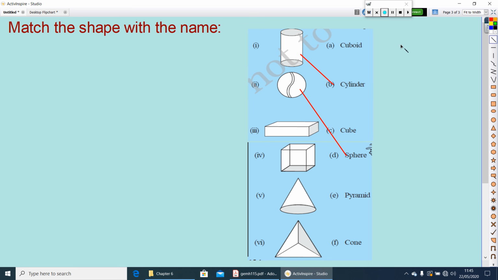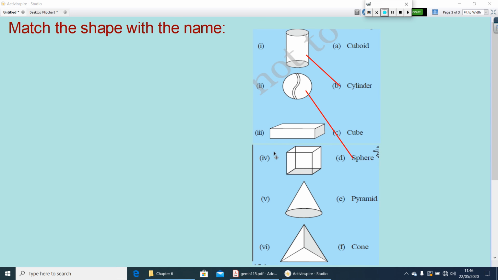Like this. What about this one? It is a cuboid. Next, yes, it is a cube. And this one, fifth one, it's a cone. And the last one, it's a pyramid. These solid shapes have three dimensions. So we can call all these three-dimensional figures.